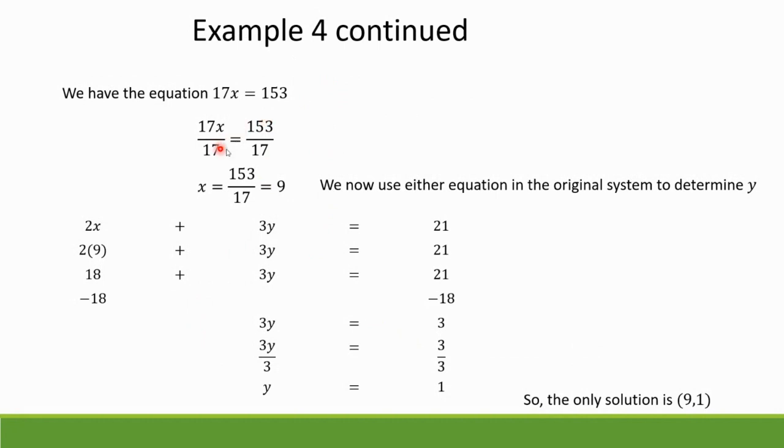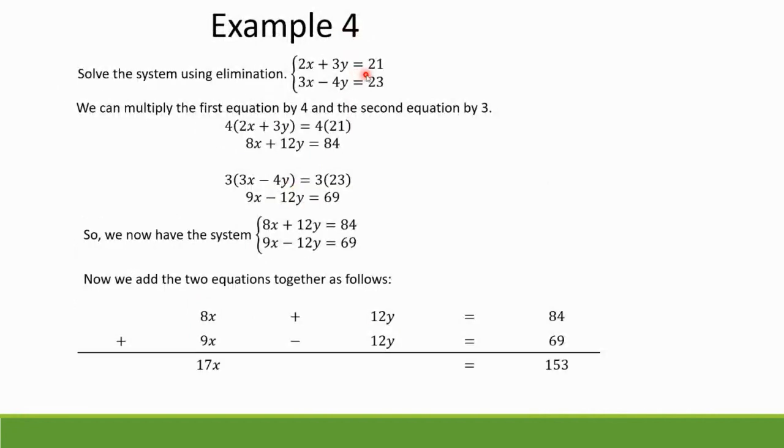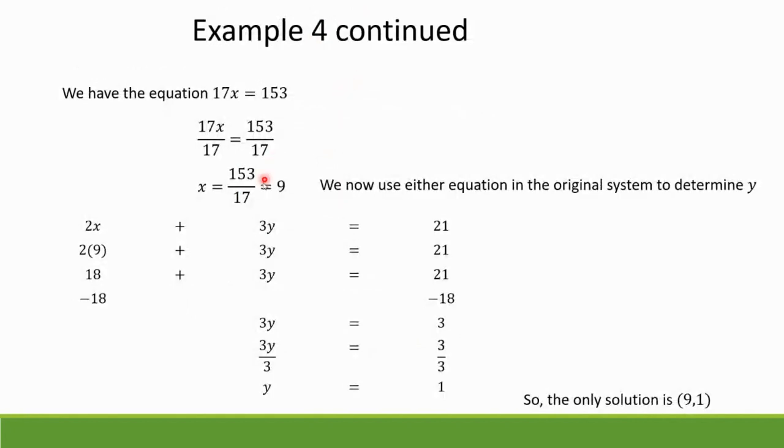So let's solve for x. Divide, you get x is 9. Now we know what x is. What we can do is go back to one of the original equations, the ones you started with, replace x by 9 and figure out what y is. So I chose the first one. When x is 9, you get 2 times 9 plus 3 times y is 21. So you have 18 plus 3y is 21.